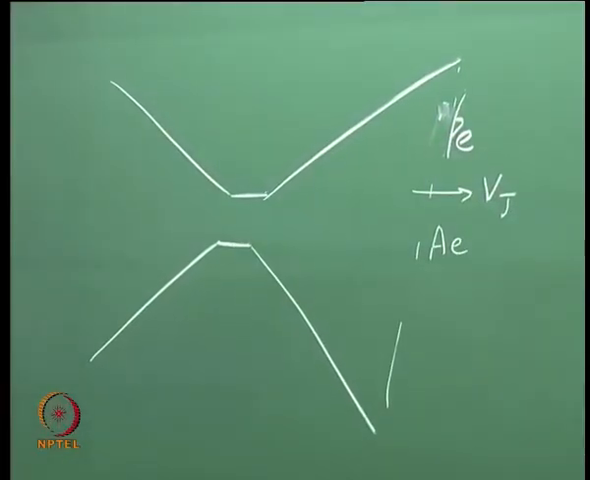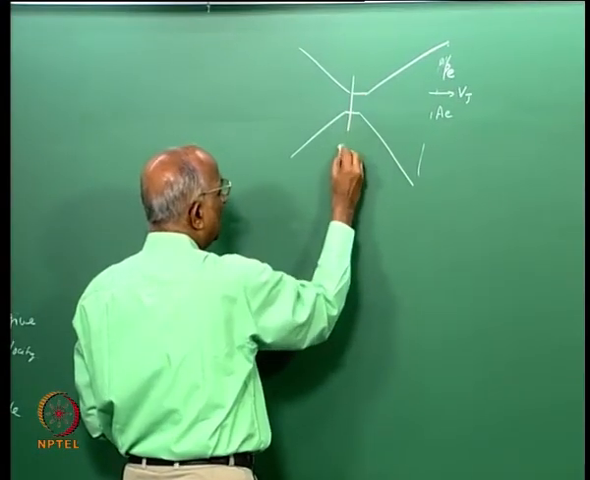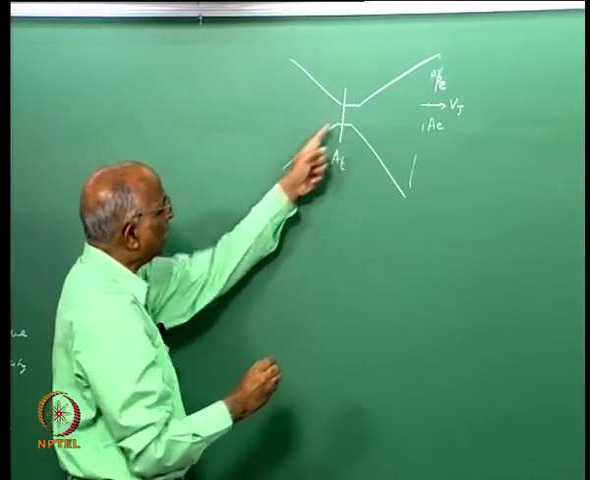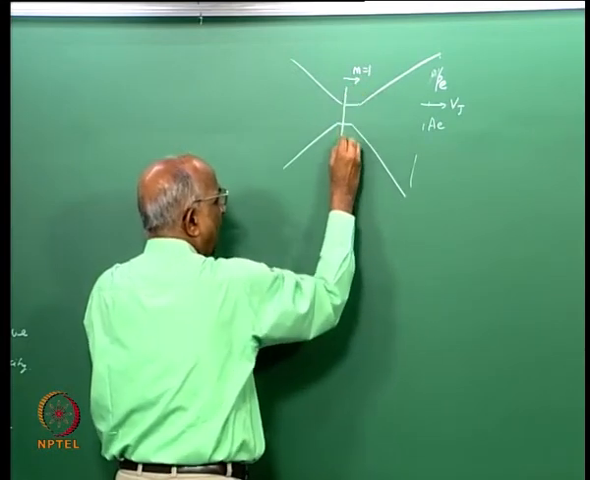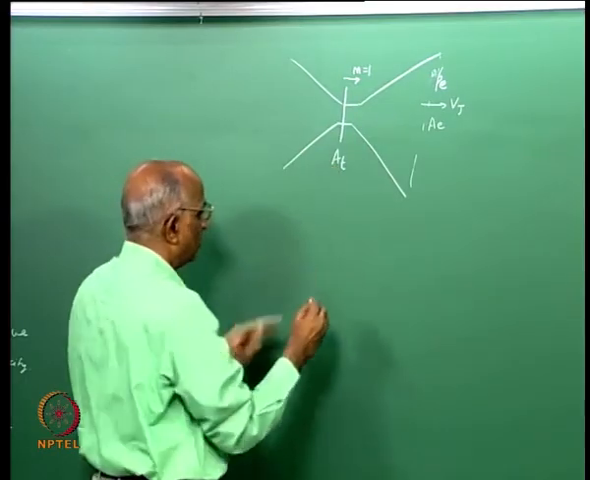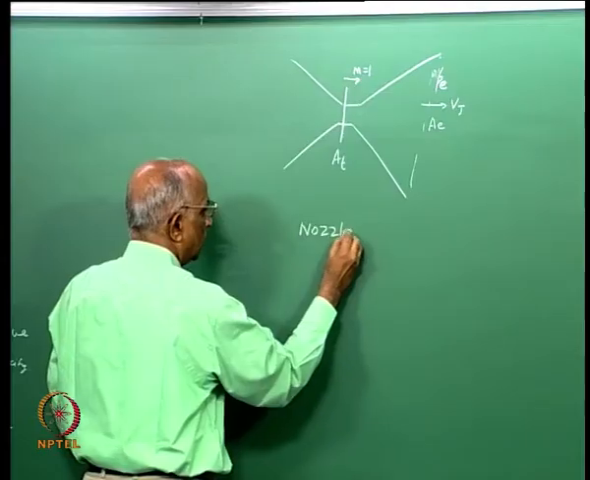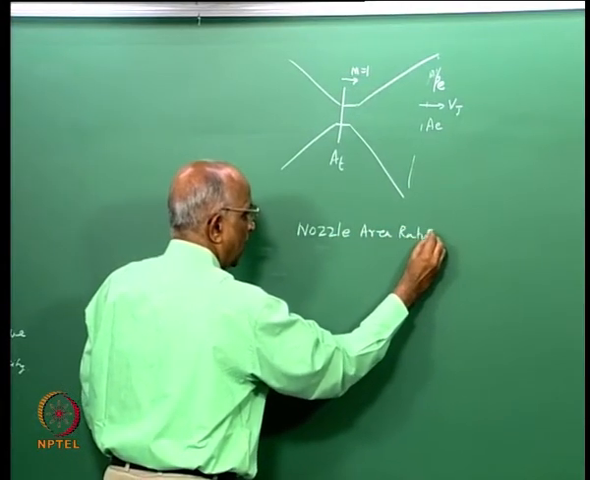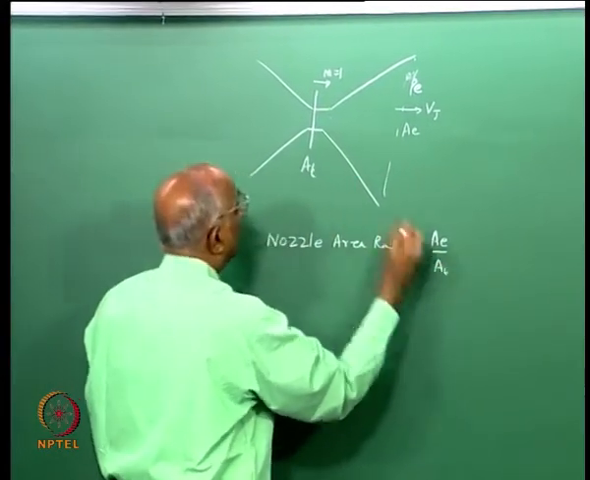To be able to do that, we tell ourselves, well, I am looking at the exit area, I would like to define the area at the throat, because I know that at the throat the Mach number is always equal to 1. Therefore, I can define it as a critical or a particular area for reference, and I call the nozzle area ratio as equal to the exit area divided by the area at the throat.